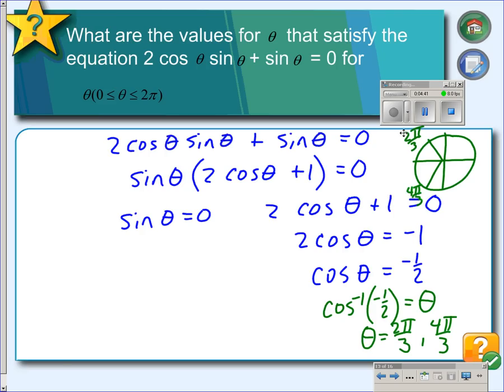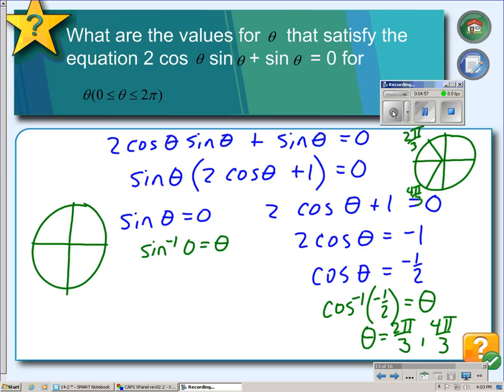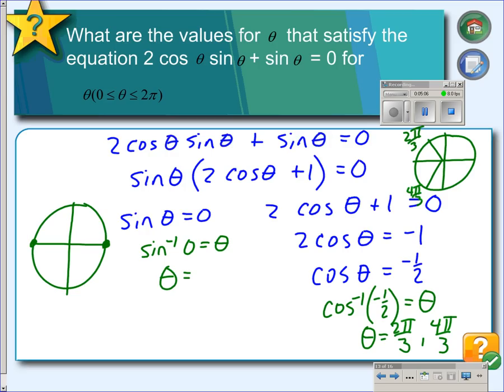Okay, moving over to our sine function, if we're looking for solutions on the unit circle where sine, or I guess we would have to take our inverse sine first. So we have inverse sine of 0 is theta. So since sine is a y value, you know that sine is 0 here and here. So those would be theta values of 0 for the right-hand side and pi for the left-hand side.